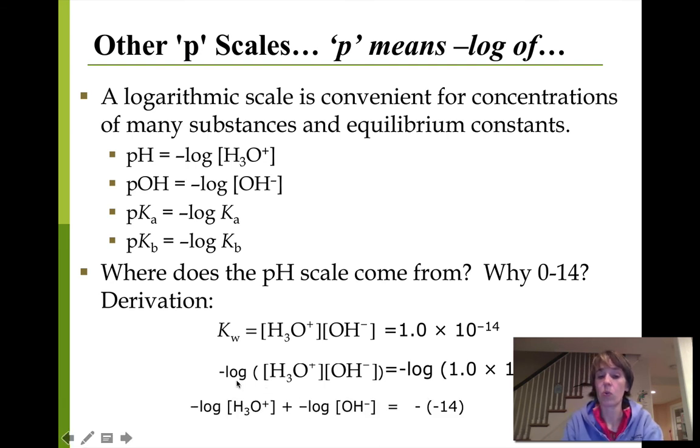What we're going to do is split apart this log. We'll turn this into the negative log of hydronium ion concentration plus the negative log of hydroxide, and then the negative log of 10 to the minus 14th. The log of 10 to the minus 14th is minus 14, and then there's another negative sign there, so those negative signs cancel out, and these negative logs are just pH and pOH. So from that Kw expression, we get that pH plus pOH equals 14. It's not just random that the pH scale is 0 to 14.